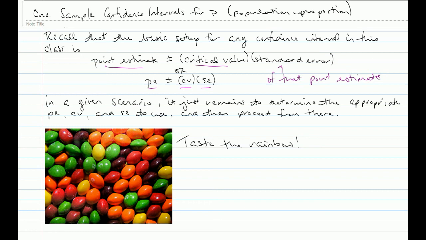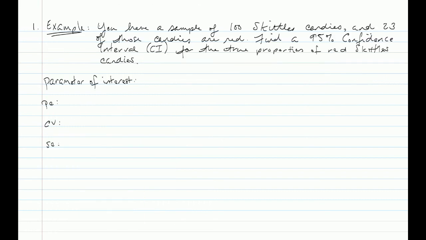And so for the scenarios that we're going to use for the 4 examples in this video, we're going to use the Skittles example. This example 1 is going to be the baseline example that we're going to keep referring back to when we do the other upcoming examples. So remember that we've got, in this example, 100 Skittles candies for a sample, and 23 of those candies are red. And we want to find a 95% confidence interval, or CI, for the true proportion of red Skittles candies. And so this is just going to be the basic setup, the basic scenario for comparison when we set up other confidence intervals later on.